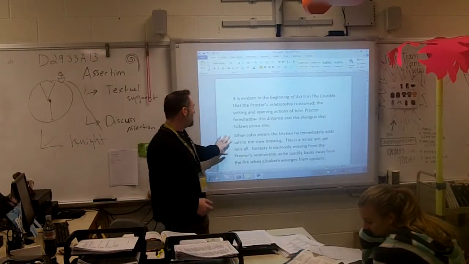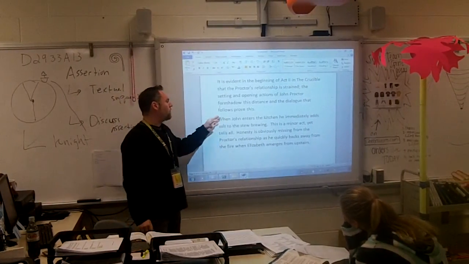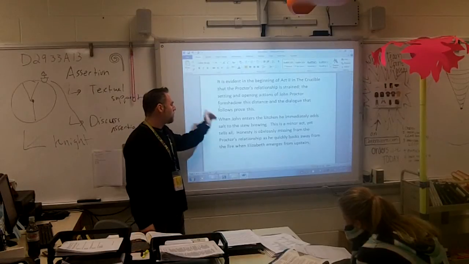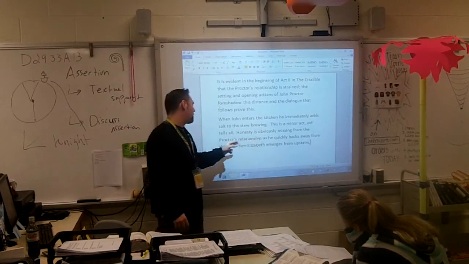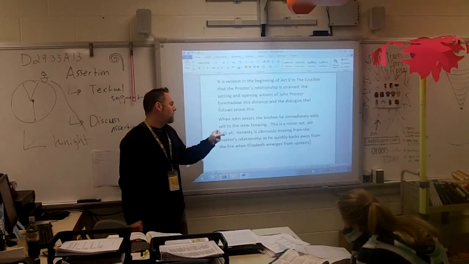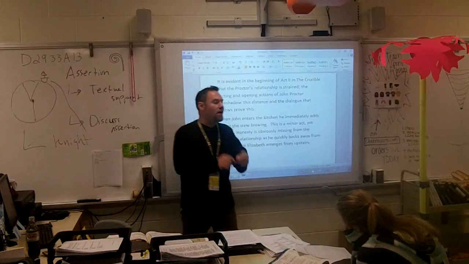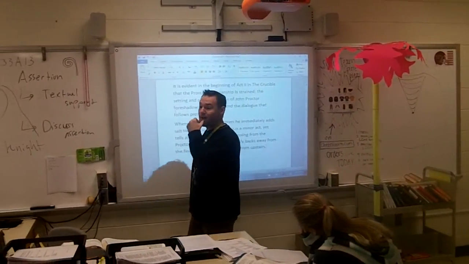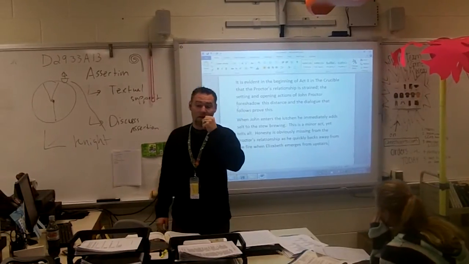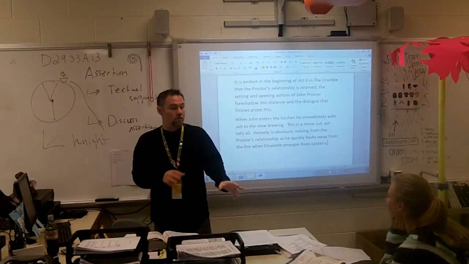And listen to what I'm doing right here. When John enters the kitchen, he immediately adds salt to the stew brewing. The same minor act yet tells all. Honesty is obviously missing from the Proctor's relationship as he quickly backs away from the fire when Elizabeth emerges from upstairs. That is telling what? What did I do without summarizing the plot? Tell them what's... Get the details. How their relationship.